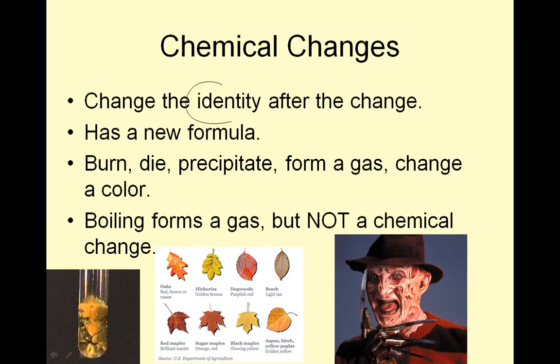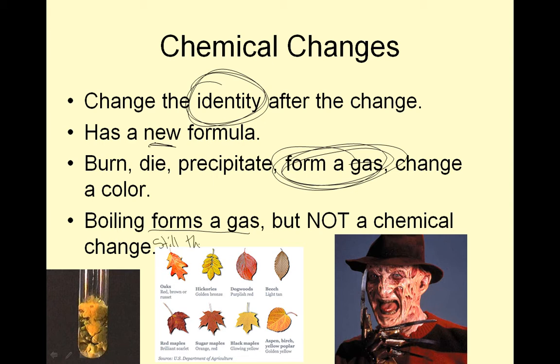Chemical changes change the identity after the change. So it'll have a new formula. So if something burns, dies, precipitates, forms a gas, changes a color. Now, forming a gas can be tricky because boiling forms a gas, but it is not a chemical change because it's still the same thing. Still the same.